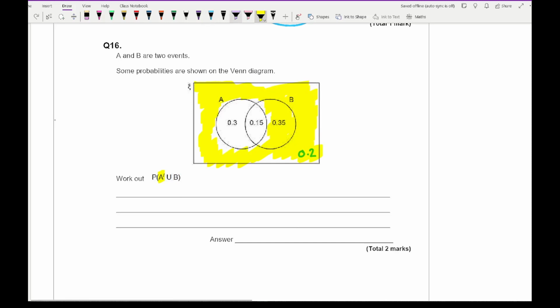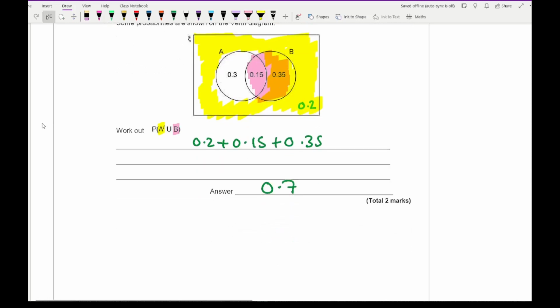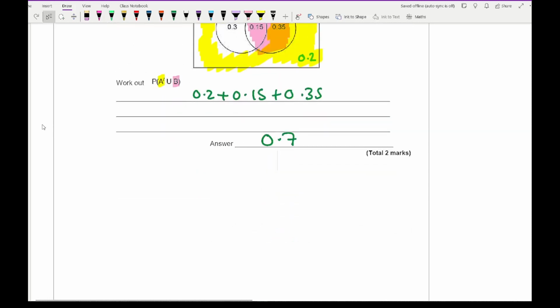So then the next one is B. If I then shade in that area of B, well, that's all this bit here. Now I want everything that has been shaded in. So here I've just got to add up all the bits that are shaded. So that's going to be 0.2 plus 0.15 plus 0.35, which gives me an answer of 0.7. Alternatively, what I could have done is 1 take away 0.3, and that would have also given me 0.7.